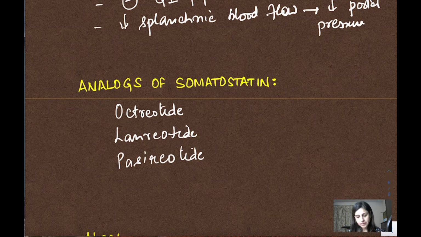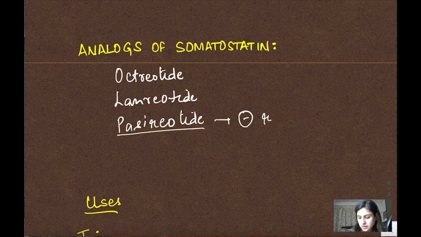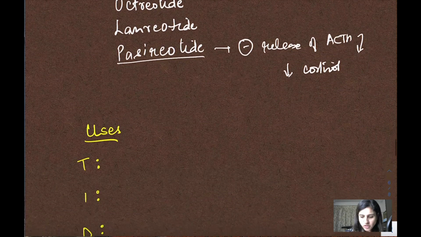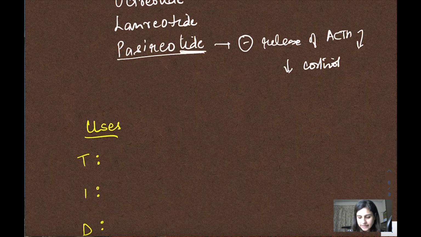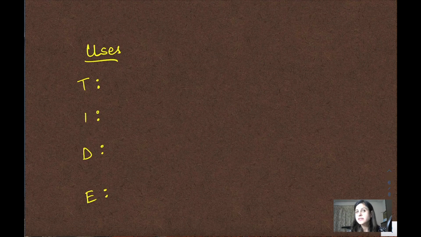So they're available. Now in these, this Pasireotide, apart from the similar actions as is seen with somatostatin, also inhibits the release of ACTH, adrenocorticotrophin hormone, and therefore it will decrease the cortisol formation from the adrenals. Now the various uses of analogs of somatostatin, you can remember, they all end with the tide, T-I-D-E. So remember the tide only, and the uses you can remember by this mnemonic, tide.